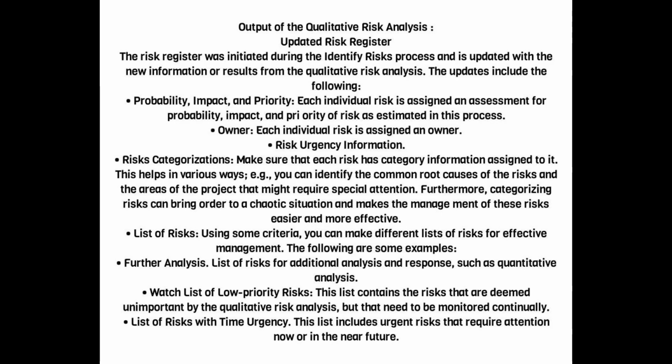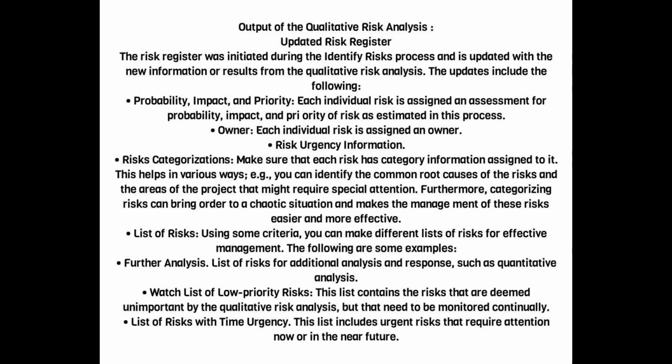Output of the qualitative risk analysis. Updated risk register: the risk register was initiated during the Identify Risks process and is updated with the new information or results from the qualitative risk analysis. The updates include the following: probability, impact, and priority. Each individual risk is assigned an assessment for probability, impact, and priority of risk as estimated in this process. Owner: each individual risk is assigned an owner. Risk urgency information.